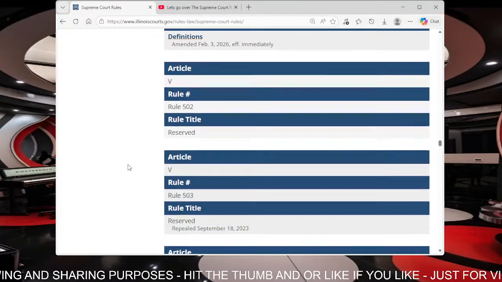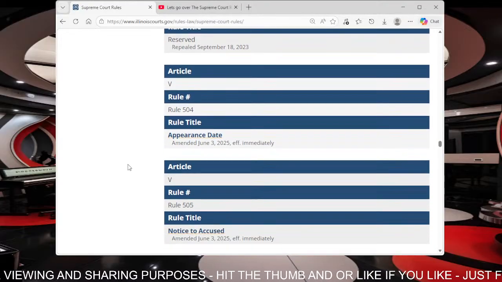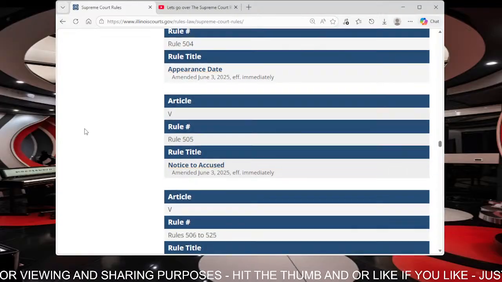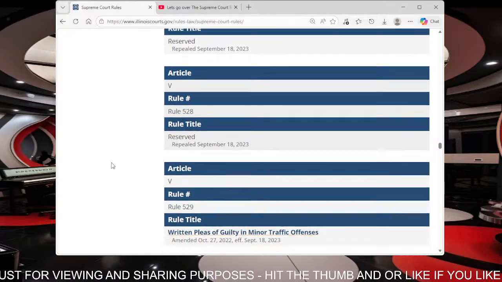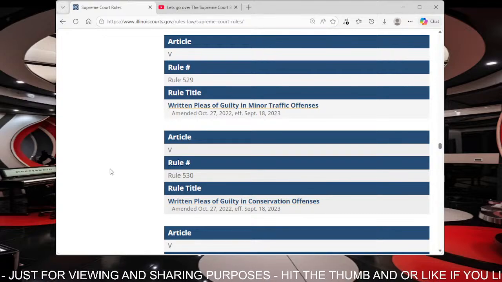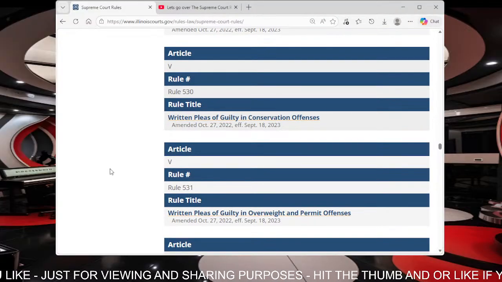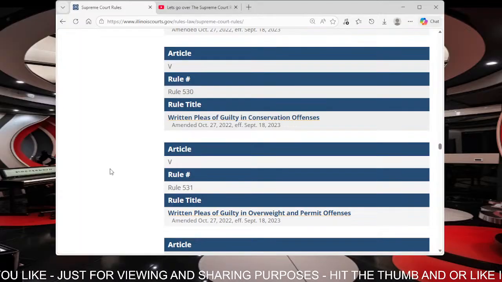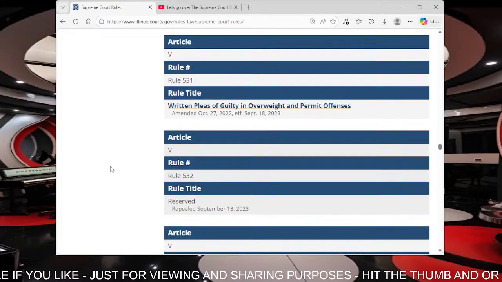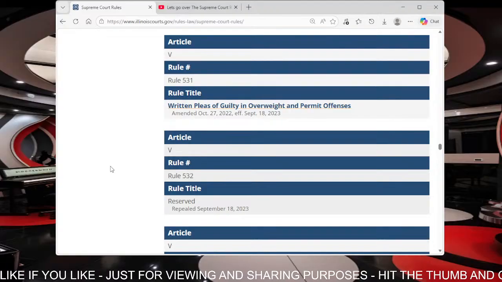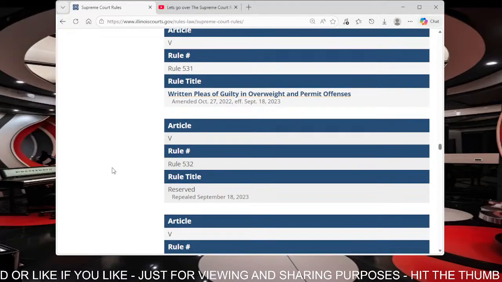At 501 we have definitions. So here we're jumping into a new packet here, I believe. And if we go to 504, that's appearance date. 505 is notice to accused. All these reserved. 529, written pleas for guilty in minor traffic offenses. 530, written pleas for guilty in conservation offenses. 531, written plea of guilty in overweight and permit offenses. It's probably trucking.